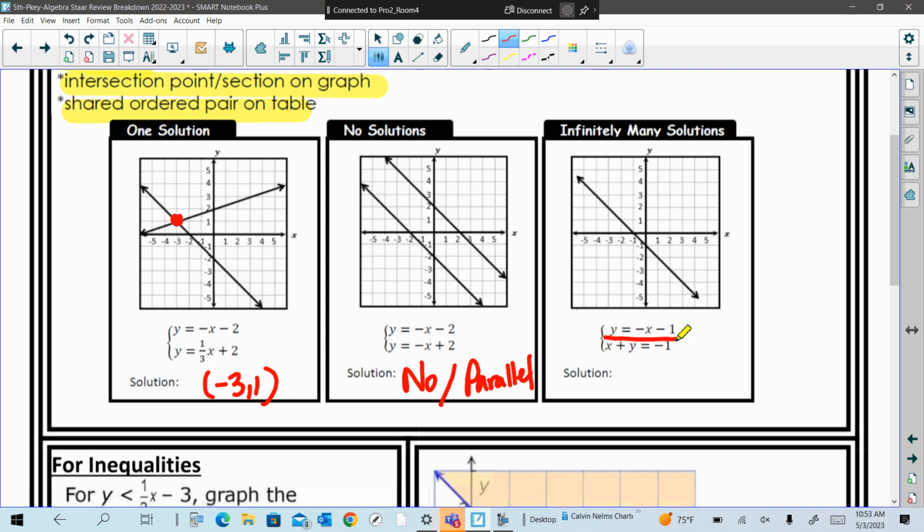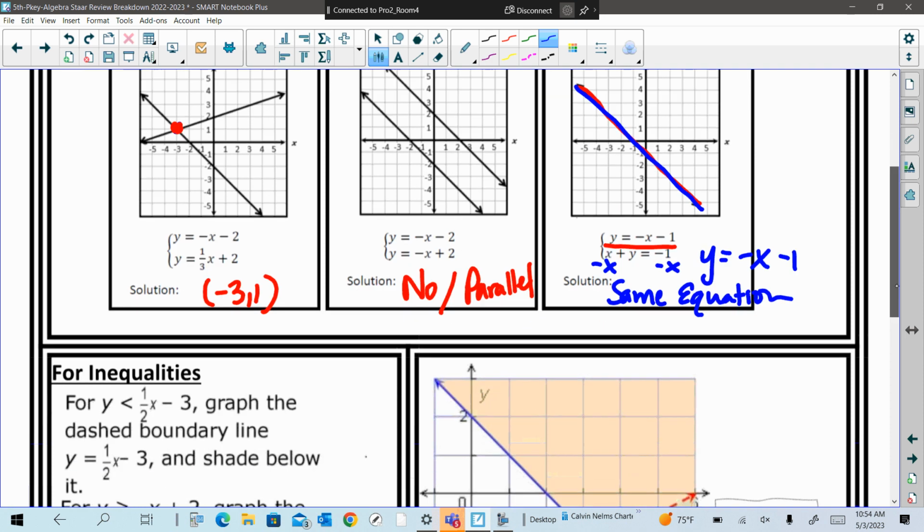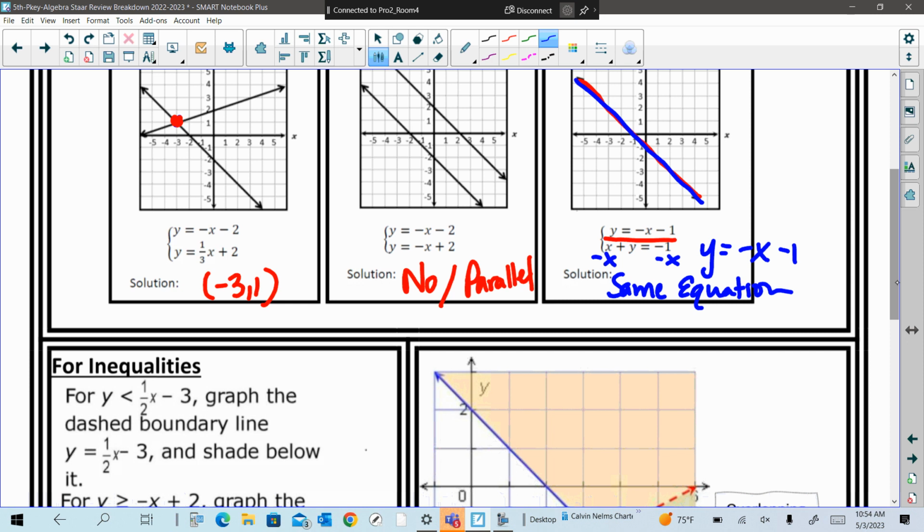The y equals negative x minus 1. That's that line right there. If I solve this second equation by saying minus x, I would get y equals negative x minus 1. So this means you have the same equation. And if you have the same equation, it's going to be the same line literally on top of each other. So anytime you have the same equation, it's going to be infinite solution, or all real numbers, you could say. Okay.